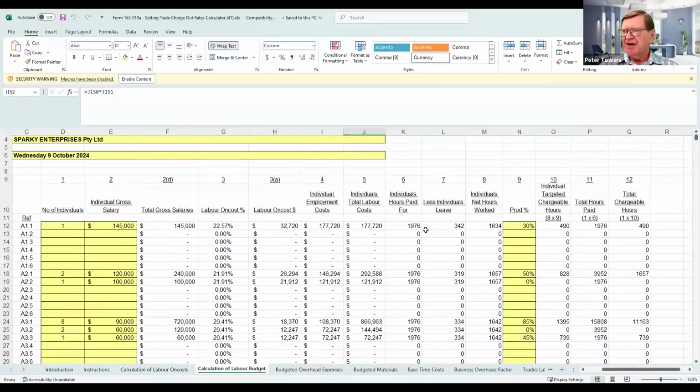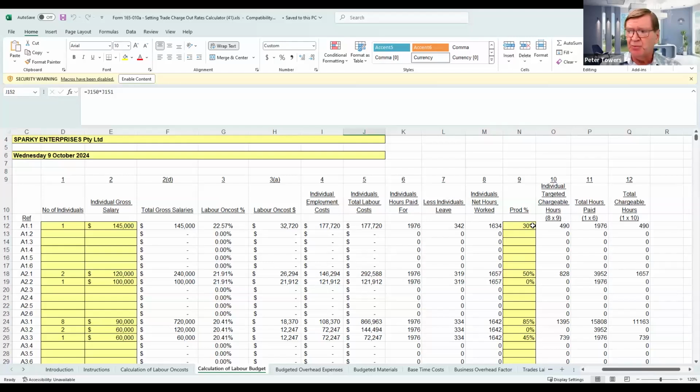and the hours paid for, because we've already told the system the number of hours that's going to be paid for in the year. The leave's been calculated, and we've summarized the leave back in the on cost. So we have the net working hours. Then what you've got to do is talk to your client and say, well, what's the productivity percentage that you're going to budget for these people?